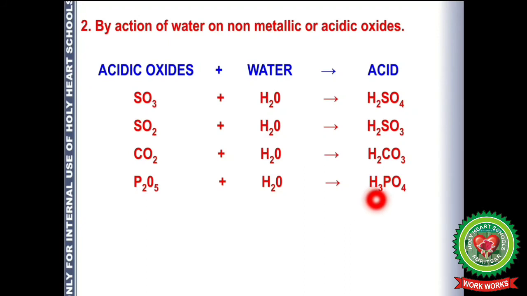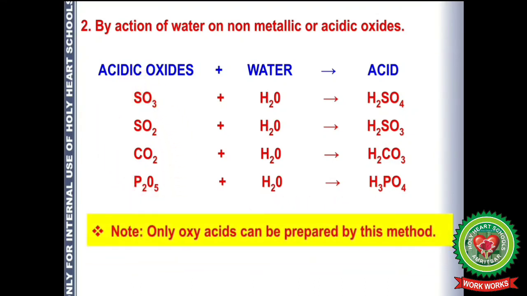When P2O5 reacts with water, it forms phosphoric acid. So remember, these are all acidic oxides. This particular reaction is very important. And we need to note that only oxyacids can be prepared by this method.